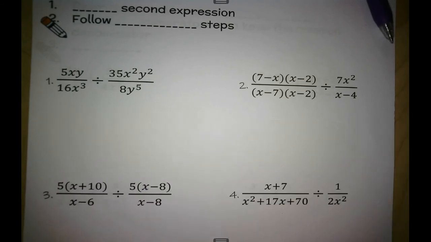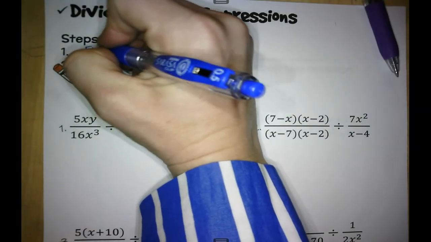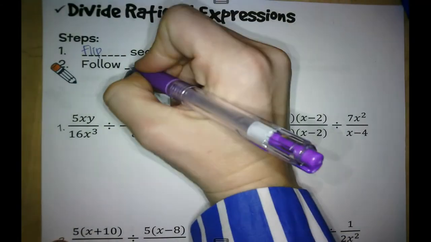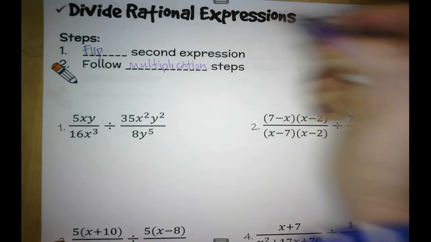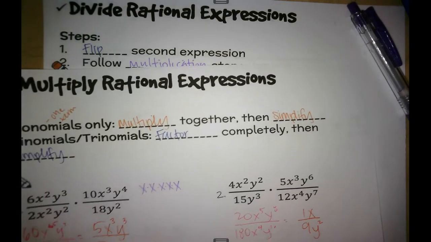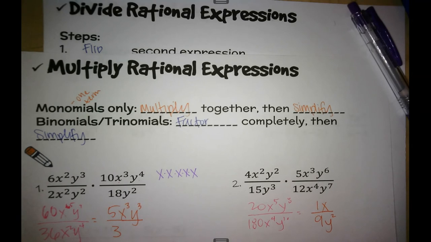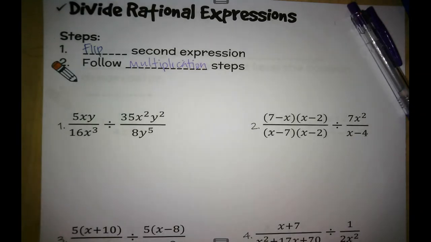Same exact thing. Because these are fractions, we are going to do the same thing. We're going to flip the second expression, and then we're going to follow the multiplication steps that we did here. Where if they're monomials, we're going to multiply them and simplify them. And if they're binomials or trinomials, we're going to factor them and then simplify. So let's look at a few examples.